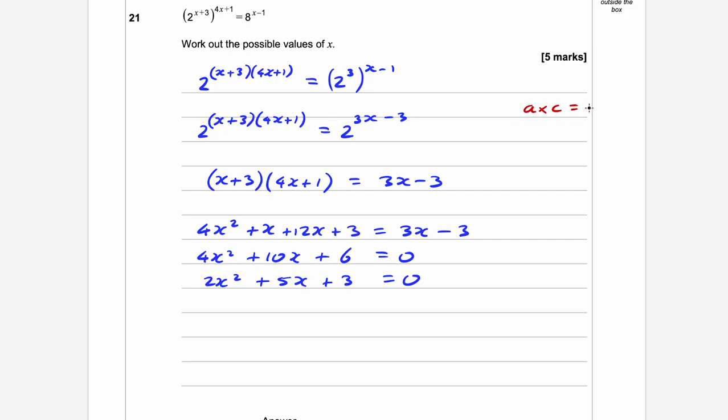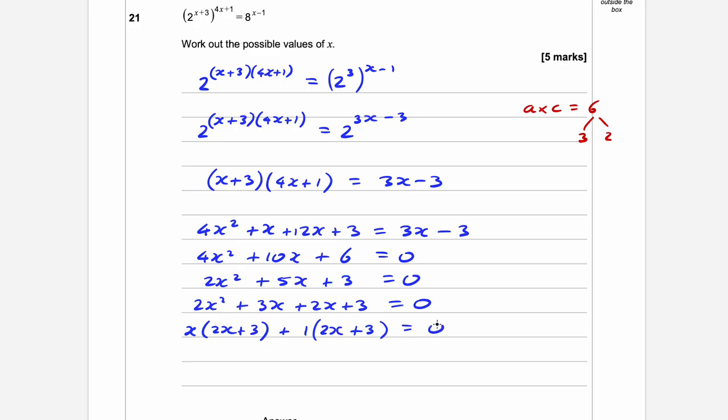A times C equals 6. Factors of 6 are 3 and 2, which add to give me this 5. So I have 2x squared plus 3x plus 2x plus 3 equals 0. Take out an x, 2x plus 3, plus take out a 1. This is no common factors. 2x plus 3 equals 0. And then 2x plus 3 times x plus 1 equals 0.